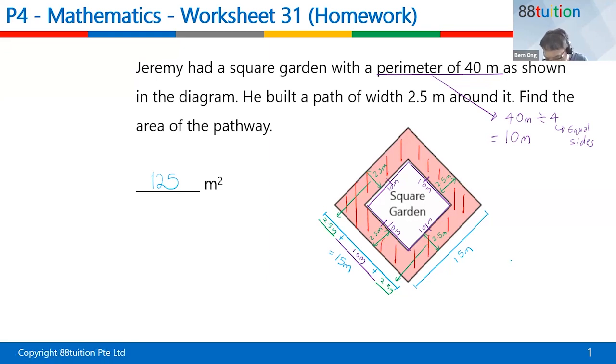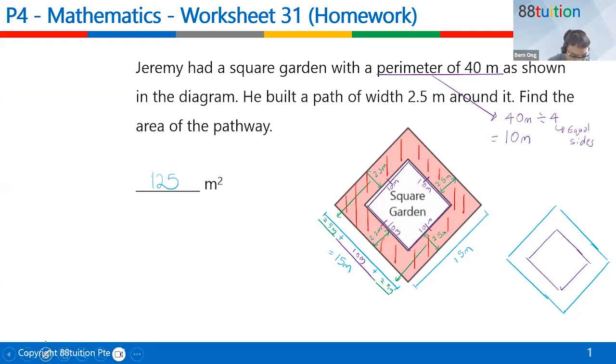Find the area of the entire big blue square, minus the area of the square garden, which is the purple. If you take the area of the blue minus the area of the purple, eventually you will get the red color. Is this understood? Can you see that, children? So it's always big minus small.